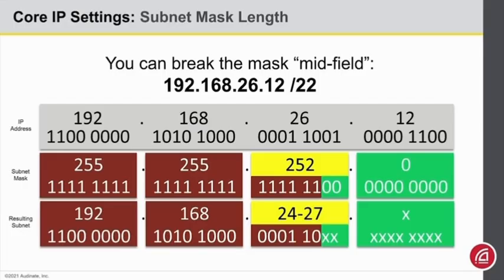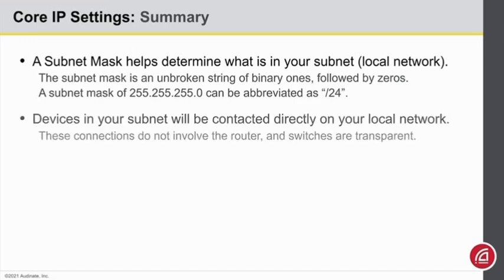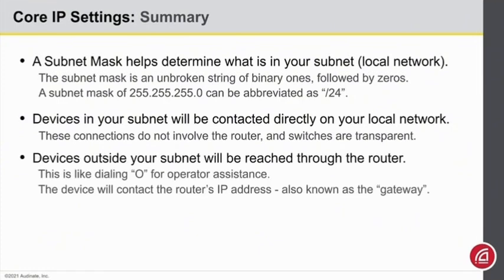So in summary, a subnet mask helps you define what is in your subnet. The subnet mask should be an unbroken string of binary ones, followed by an unbroken string of binary zeros. For devices in your subnet, you'll contact them directly on your local area network. Devices outside your subnet, you'll be contacting the router, which will then open a separate connection for the next leg of your journey.